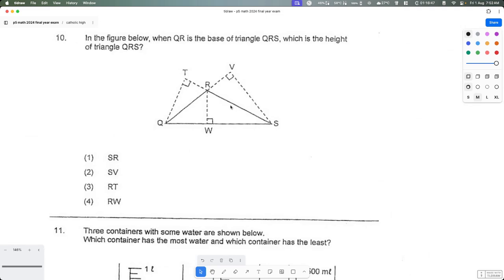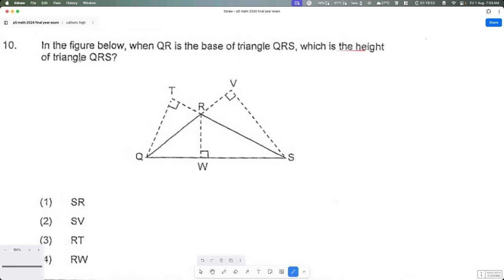Question number 10. In the figure below, when QR is the base of the triangle QRS, which is the height of the triangle? For QR, I'm going to make it red. QR over here. So QR is the base. So I'm going to write here base. Right, so QR is the base. They always want to confuse you. So if this is the base, which is the height?